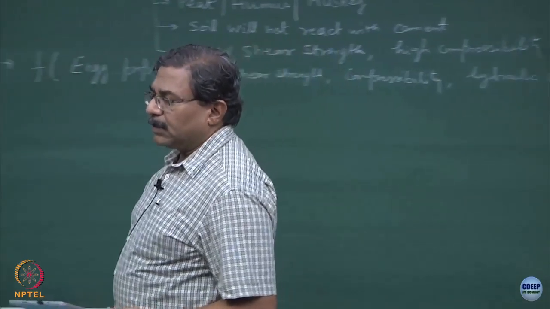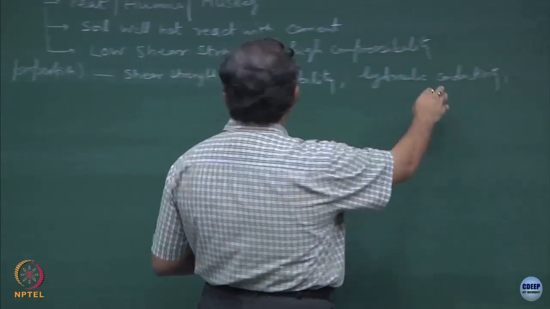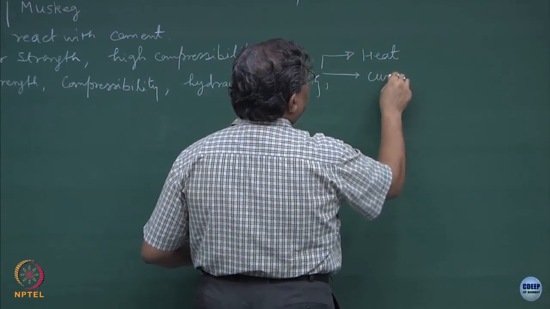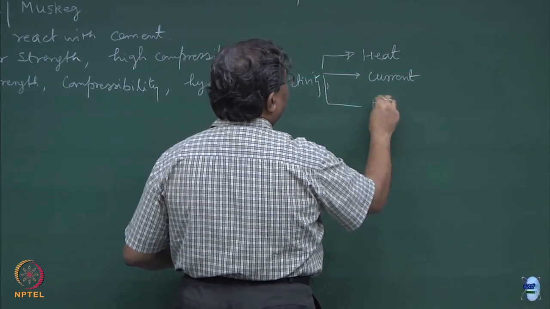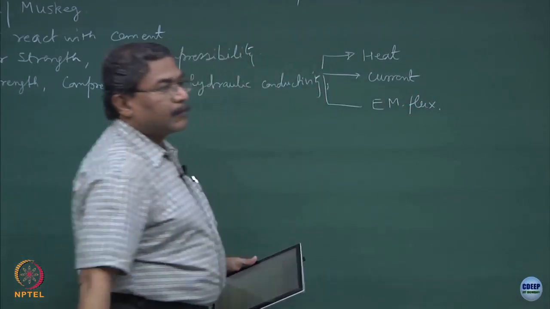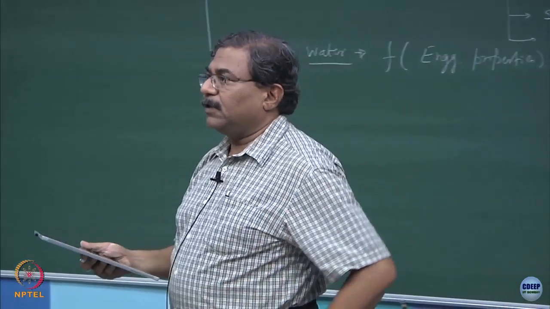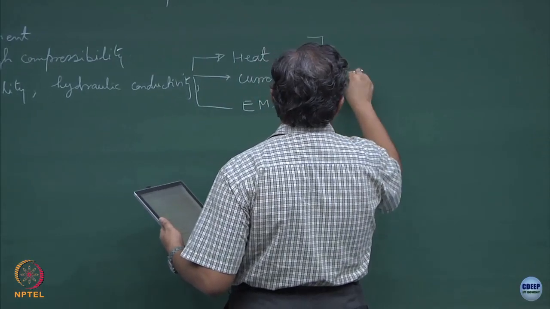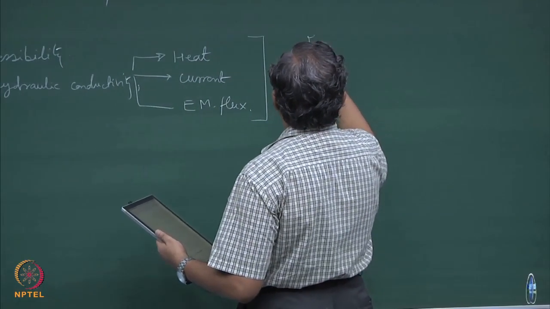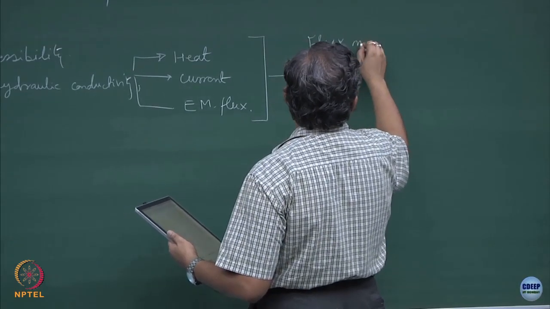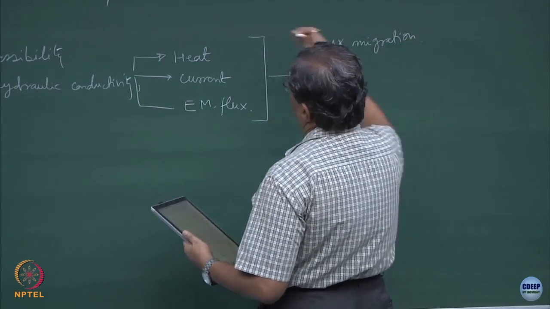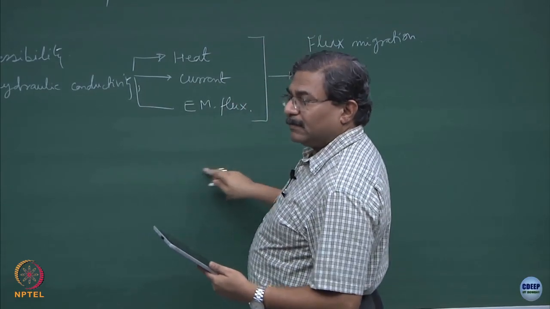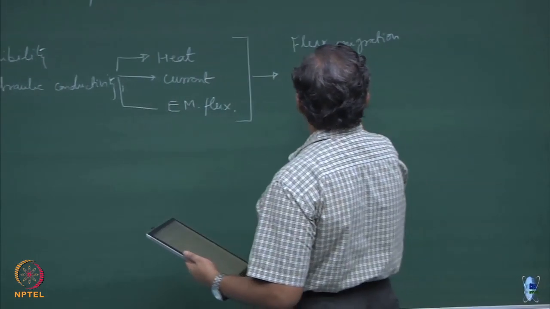And when you come into the domain of research, you will realize all sorts of conductivities depend upon the moisture content, including how heat migrates in the system, how current migrates in the system, how electromagnetic flux will migrate in the system. Well, this is beyond the scope of undergraduate soil mechanics or geotechnical engineering. I will not be discussing this. This is a recent discussion in geomechanics. We call this flux migration. And the flux could be thermal, electrical, electromagnetic, it could be bacterial, it could be whatever you may think of, or a combination of the two, and this forms the coupled phenomena.